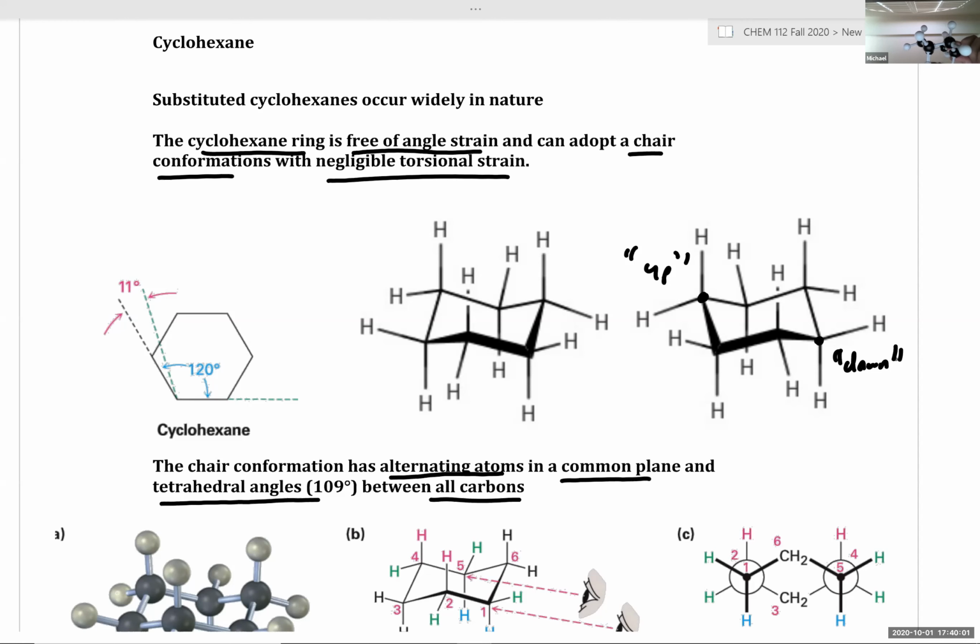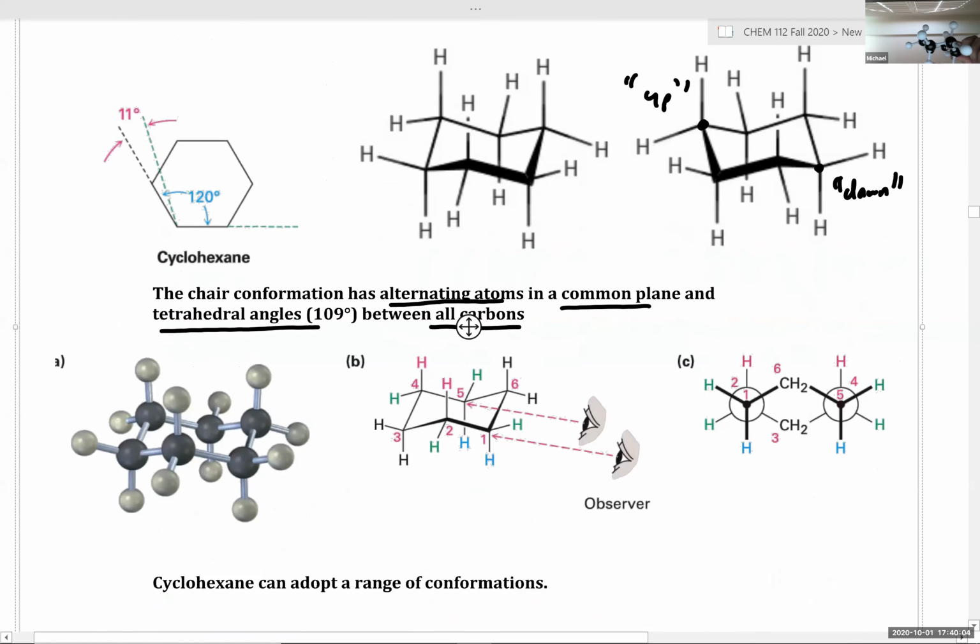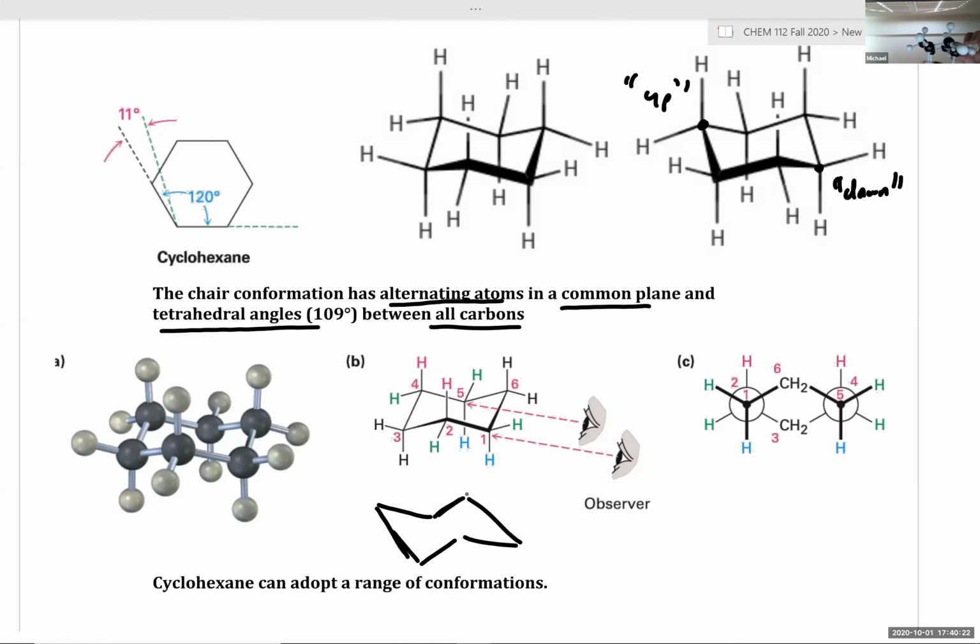We can often draw our chair conformations like so. The other chair conformation would look something like this. So we have pairs of parallel carbons pointing up and down. All of our substituents are staggered, and we've minimized our angular and torsional strain. The chair conformation is the lowest energy conformation for a cyclohexane because it's minimizing the torsional strain.